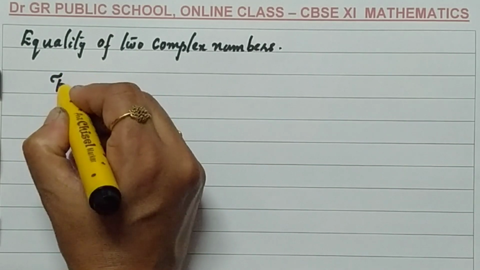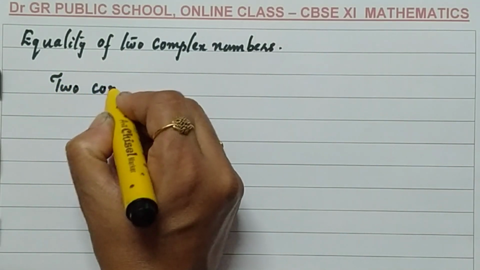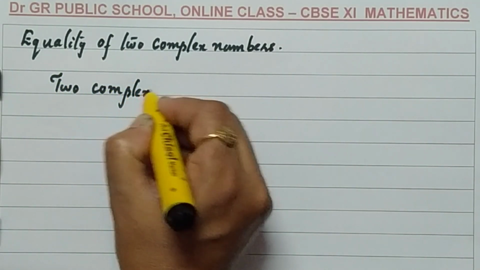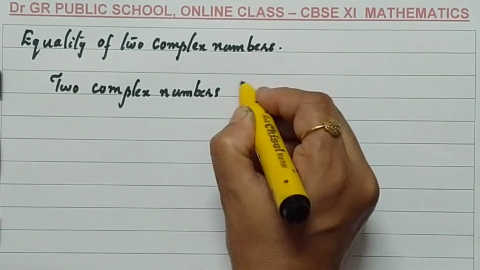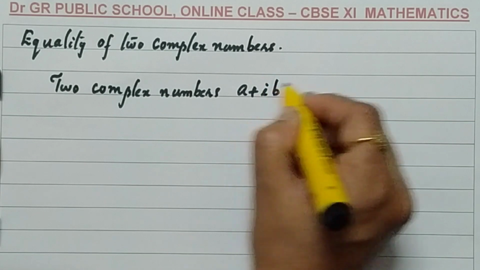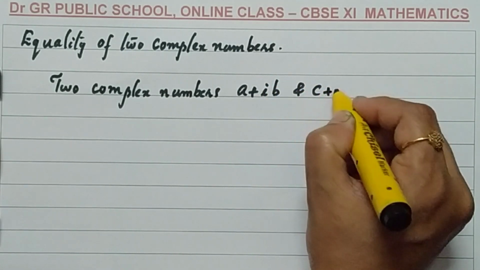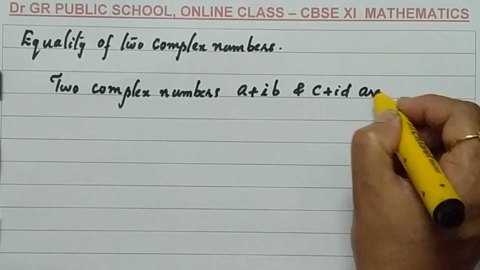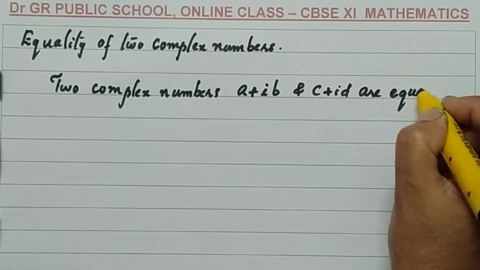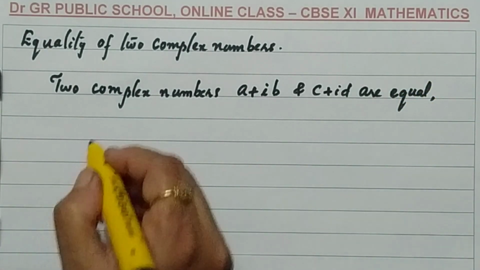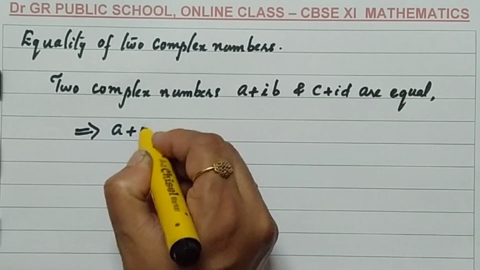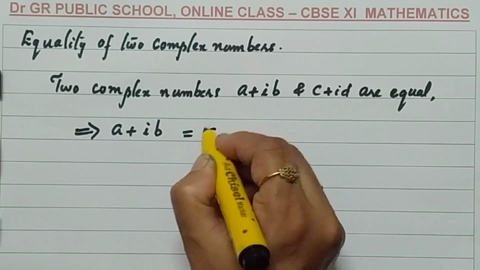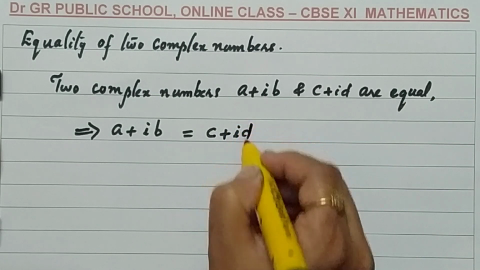Two complex numbers, let them be a plus ib and c plus id, suppose that they are equal. Then it means that a plus ib equals c plus id.